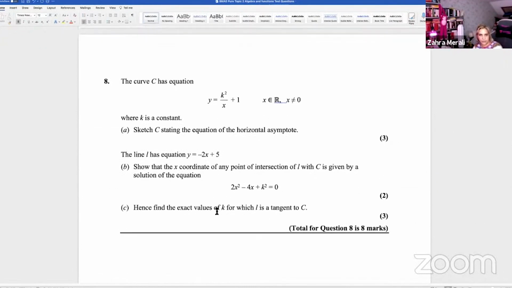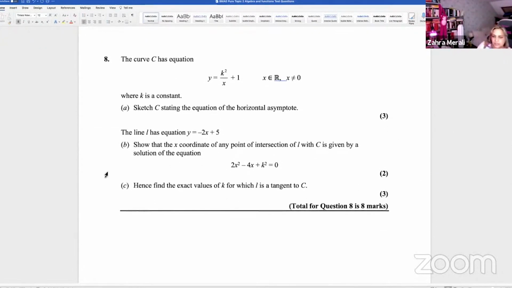Right, we've got the curve. Sketch C, stating the equation of the horizontal asymptote. Okay, so if I have a look at that, k is just a constant. So whenever I have any constant over x, you should know the graph of y equals 1 over x. It's one of the ones that you recognize, looks like that. In terms of sketching it, the gradients will be different, but if that was 5 over x, 8 over x, 108 over x, that is still your sketch. You're still sketching it like that.